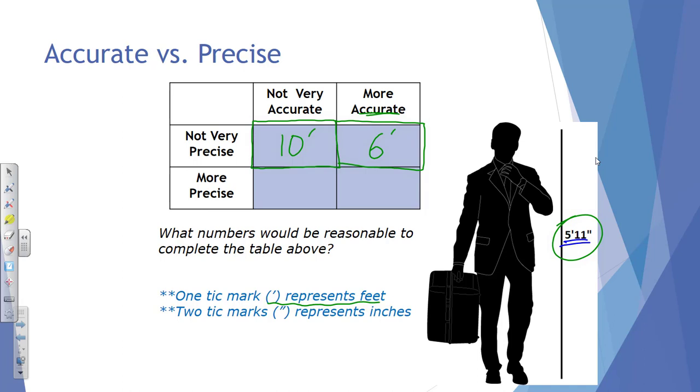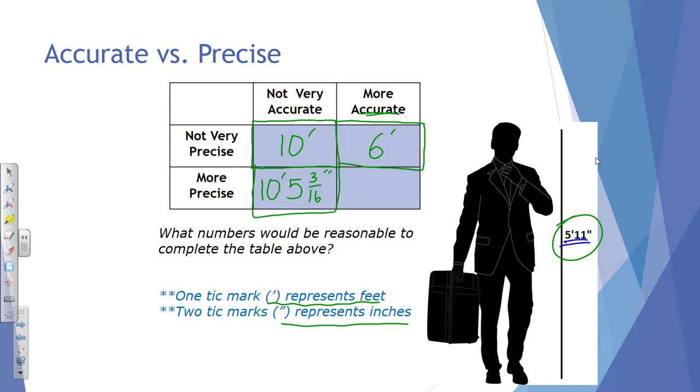Now, what if we gave up our accuracy and went for precision? What if we said that he was 10 foot 5 3/16 of an inch tall? Again, 2 tick marks represents inches. 10 foot 5 3/16. Very precise. Wow. Somebody was super careful in reading that ruler or tape measure when they measured him. The problem is that that's not accurate at all. So we have poor accuracy, but pretty good precision.